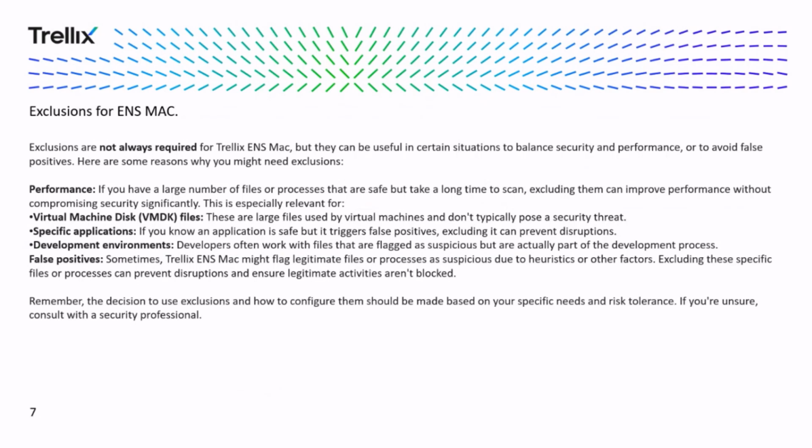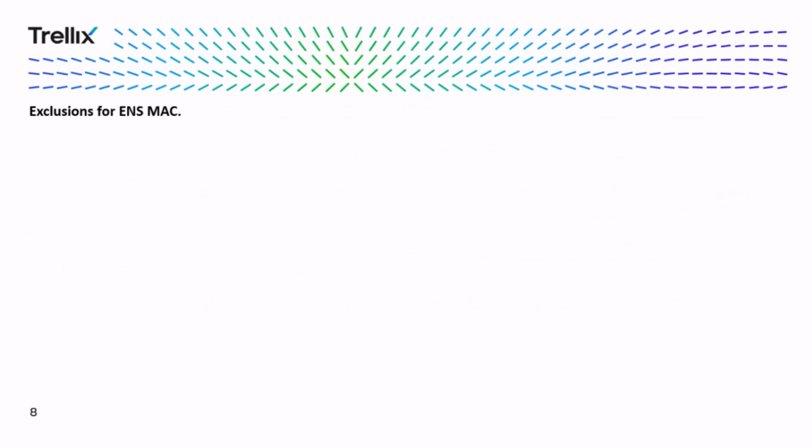Remember, the decision to use exclusion and how to configure them should be made based on your specific need and risk tolerance. If you are unsure, please consult with us or your security team within your organization. Now let's move on to exclusion for Mac. Next slide. What are the patterns included?